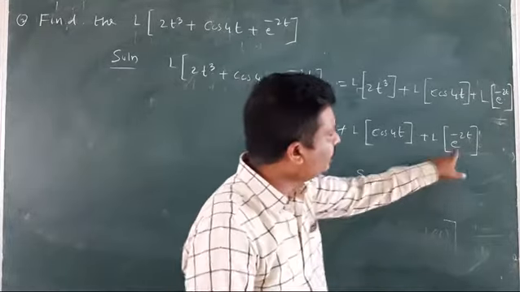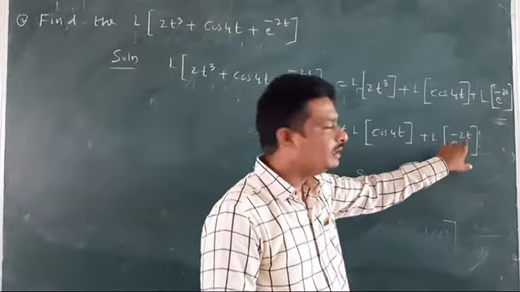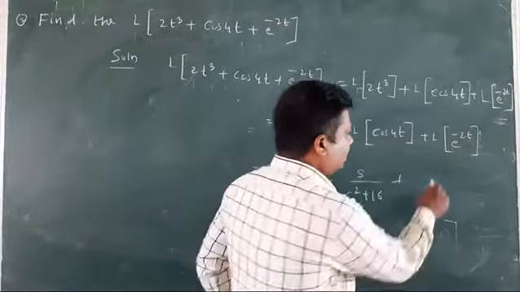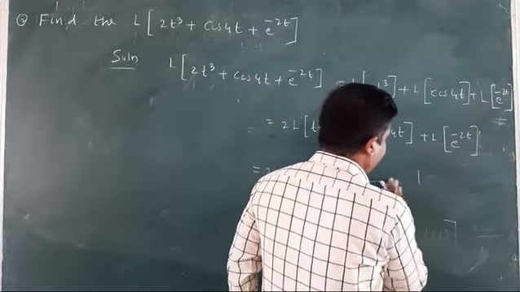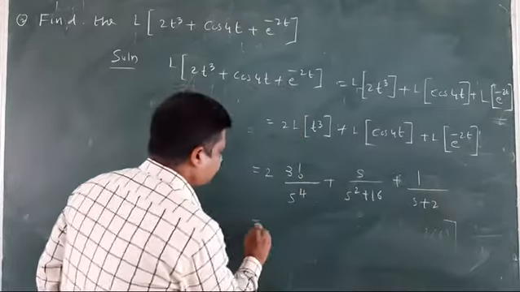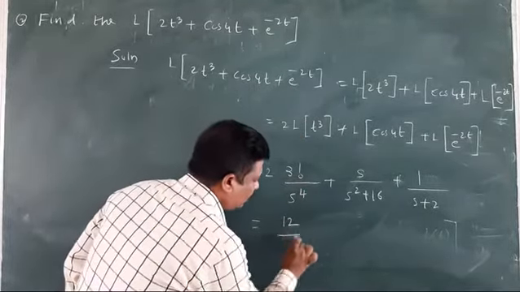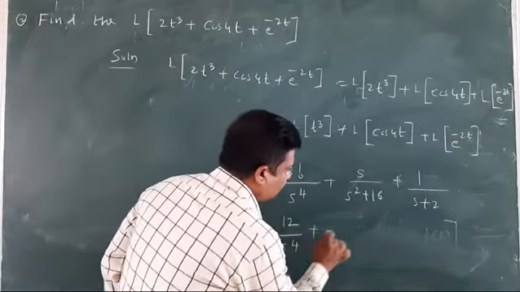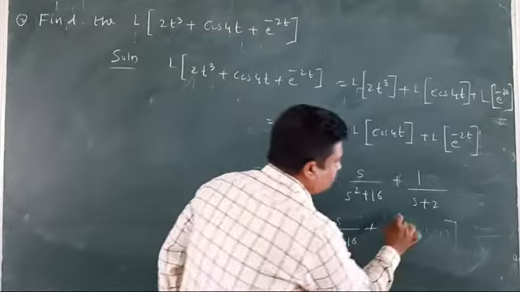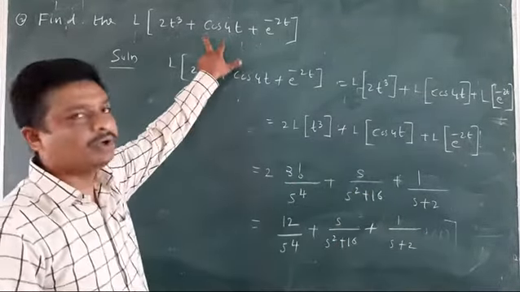So at the end, here I will apply the L of e to the power of minus at formula. The formula is 1 upon s plus a. Here the value of a is 2. I will get 1 upon s plus 2. So this implies 3 factorial is nothing but 6. 6 into 2, 12 upon s to the power of 4 plus s upon s square plus 16 plus 1 upon s plus 2. This is the Laplace transform of this function.